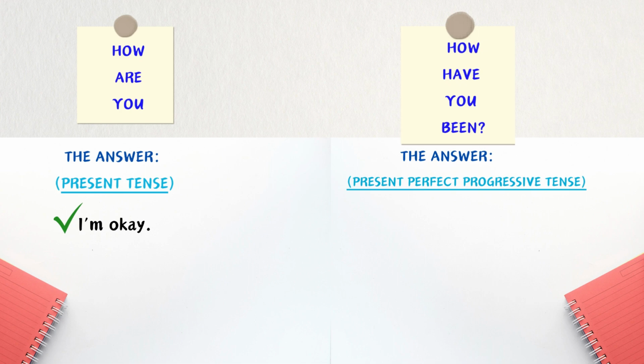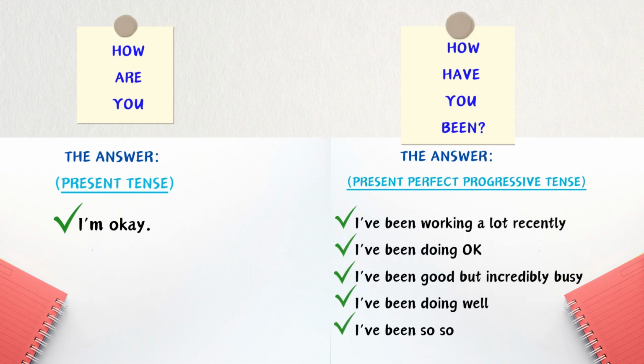Here are some examples. "I've been working a lot recently." "I've been doing okay." "I've been good but incredibly busy." "I've been doing well." "I've been so-so."